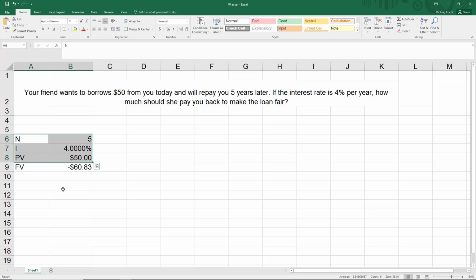So let's say, for instance, it's a much larger loan. She's now borrowing $800, not $50. I would change present value to 800 and enter. And now I have a new future value. Of course, it's much larger because my present value is larger. It's now 973 is the amount she would owe me after 5 years. So with this single function, you can now find the future value for any time value of money question your professor might throw at you.